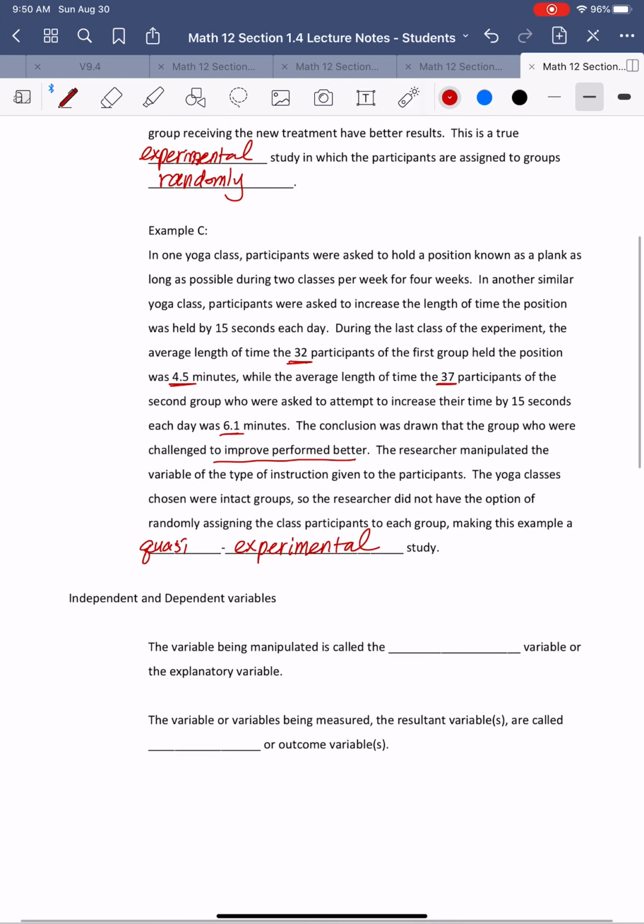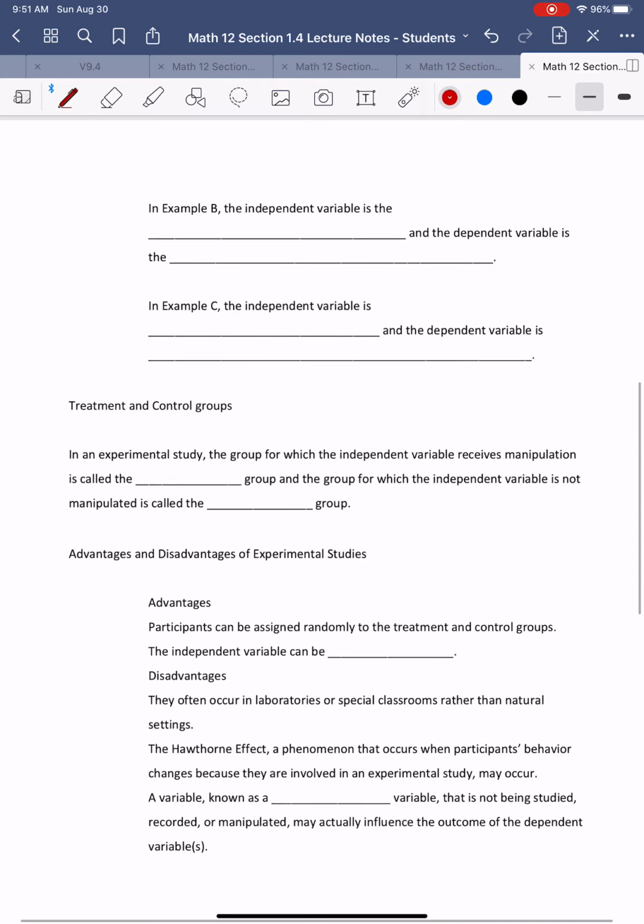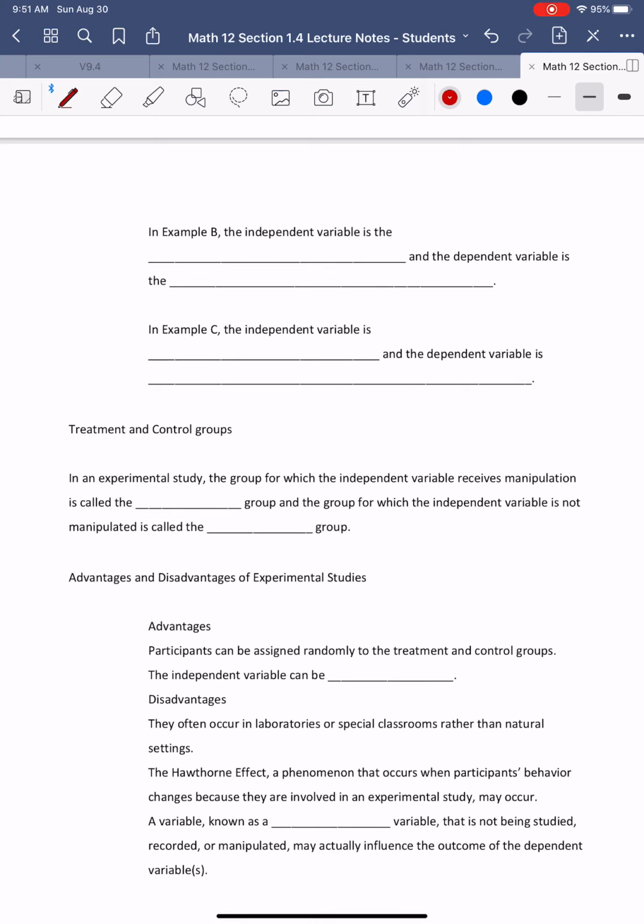Now we want to talk about independent and dependent variables. The variable being manipulated is called the independent variable or the explanatory variable. The variable or variables being measured, the result variables, are called the dependent variables or outcome variables. Whatever you put as independent, the dependent variable is whatever results from the independent. So in example B, what are the independent variable and the dependent variable?